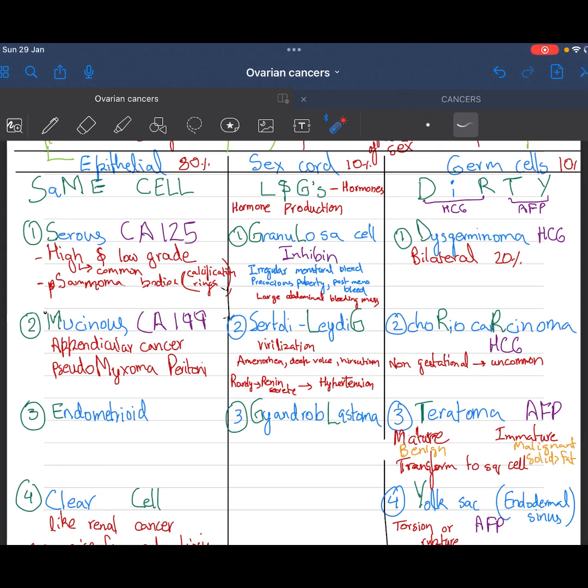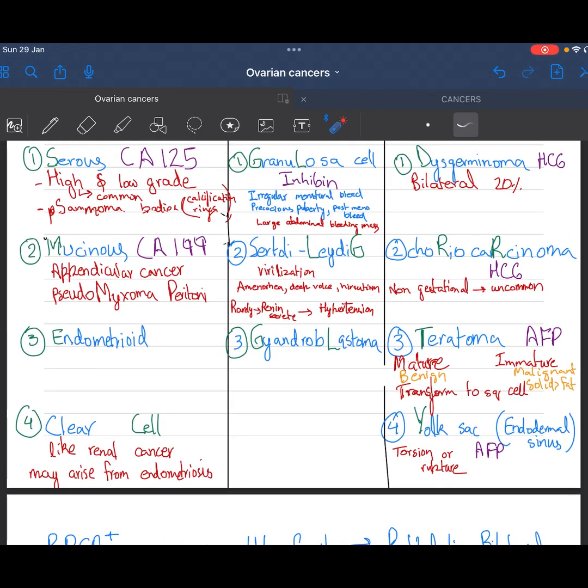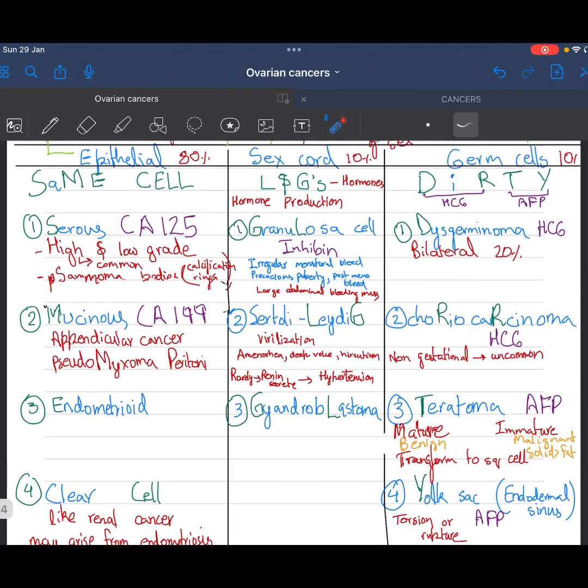About the serous type, it has high and low grade, and high grade is most common, and it has psammoma bodies. So serous S and psammoma S. The serous type has psammoma bodies, and the antigen for it is CA125. Next is mucinous, mainly associated with appendicular mass or pseudomyxoma peritonei, and the marker is CA19-9. Next is endometrioid, which is not that important. Next is clear cell, which is like renal clear cell carcinoma and may arise from endometriosis.